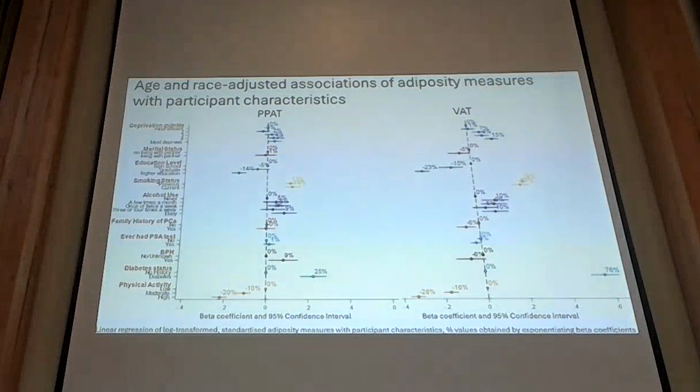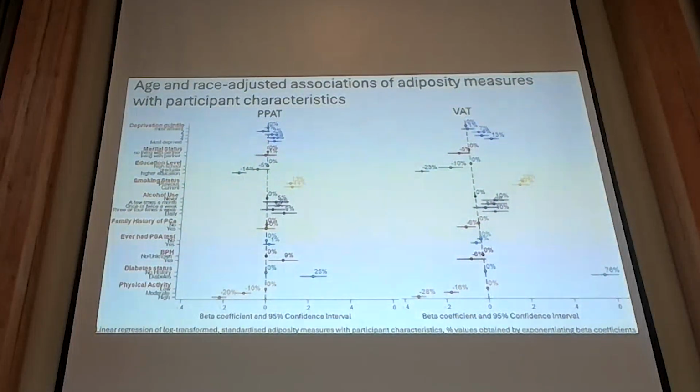So pronounced age and race differences in adipose tissue. Adjusting these models for age and race, we looked at other participant characteristics associated with PPAT volume. And again, we see overall similar relationships for PPAT as well as for abdominal visceral adiposity. For example, men in the highest education category tend to have lower amounts of PPAT and abdominal visceral adiposity compared to those who only completed some of secondary school education. Smokers and daily alcohol drinkers tended to have more of these visceral measures of adiposity.